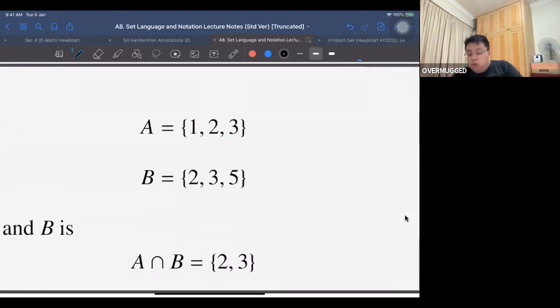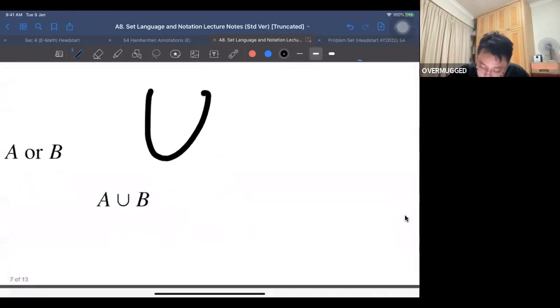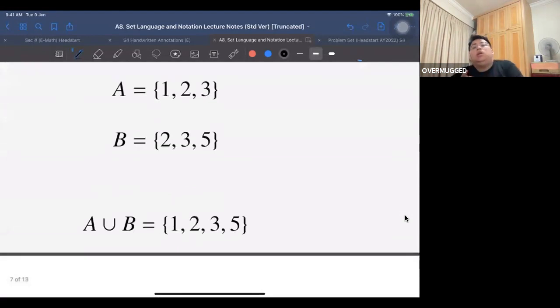If A is 1, 2, 3 and B is 2, 3, 5, the intersection between A and B is 2 and 3 because these are the only common terms. 1 and 5 are not common in B and A respectively. But if we look at this, A is 1, 2, 3, B is 2, 3, 5.